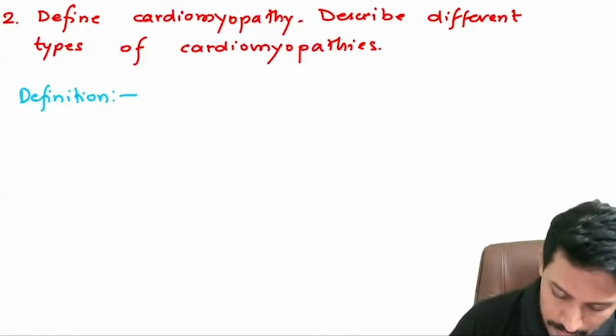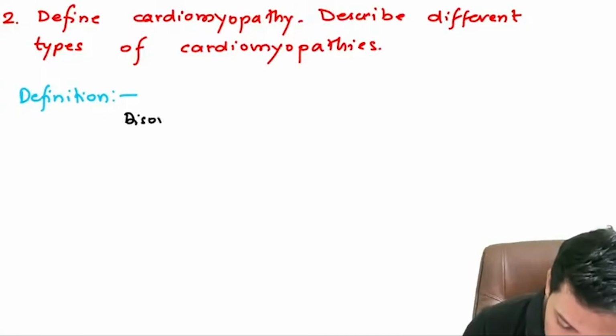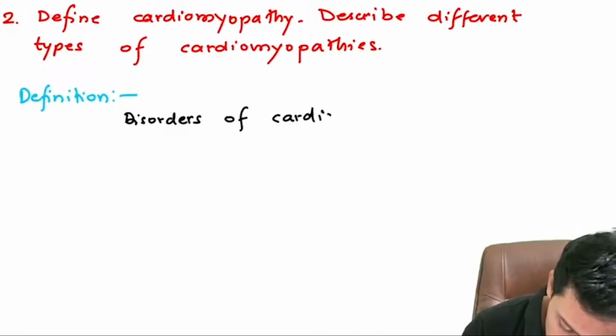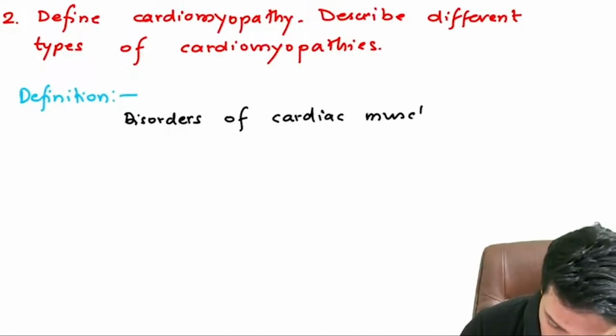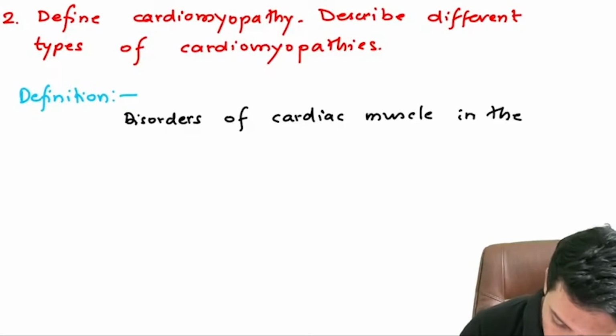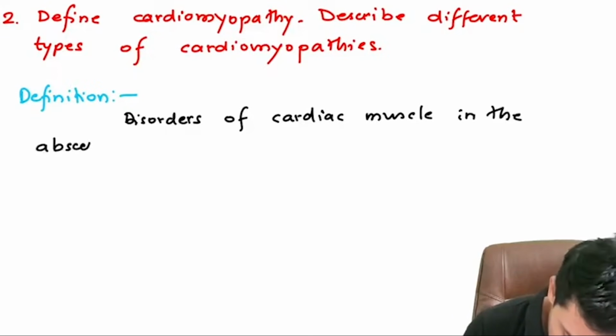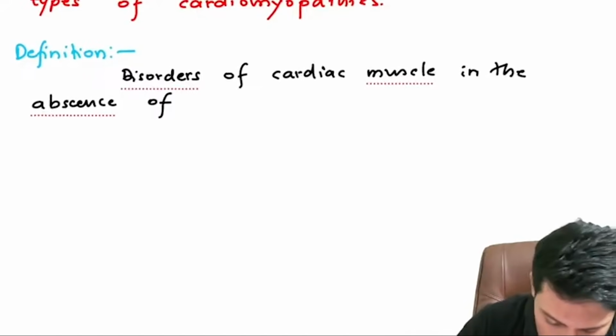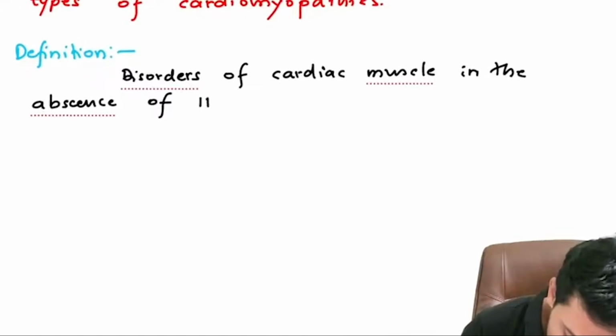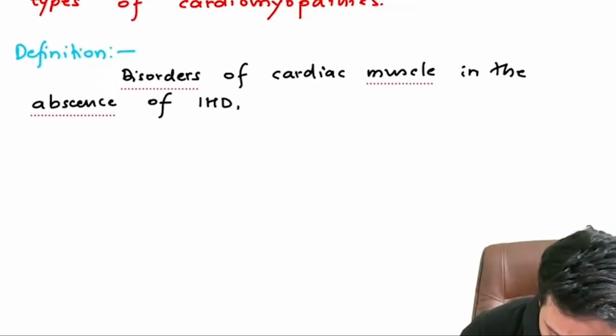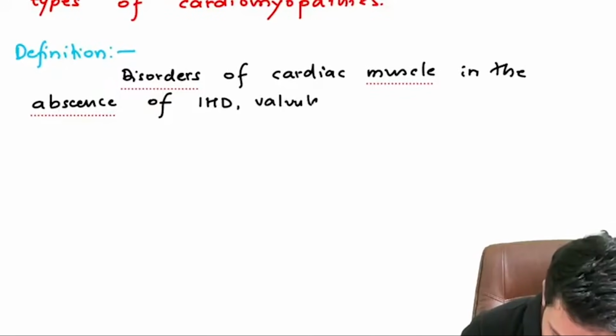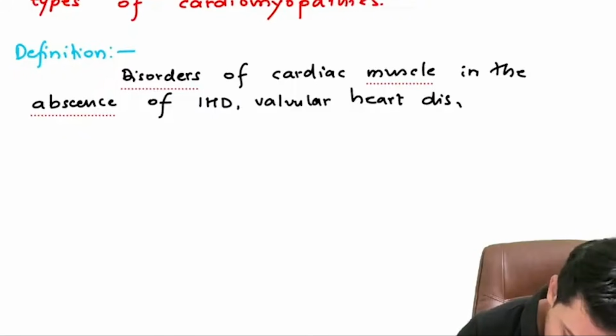So the definition is: disorders of cardiac muscle in the absence of ischemic heart disease, valvular heart disease, and hypertension, including pericardial disease and hypertension.